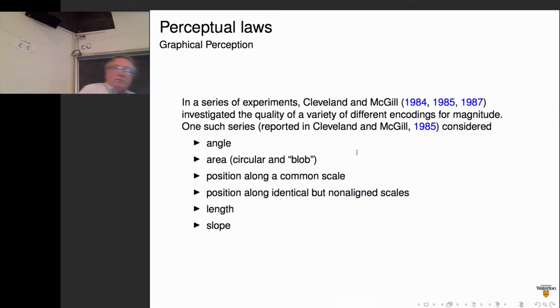A bunch of other experiments have been done by Cleveland and McGill and others, looking at graphical perception. How well can we perceive the actual value that's been coded by different graphics? In a series of experiments, these folks looked at encoding the number as an angle, as an area, a circular or some sort of blob area, as position along a common scale, position along identical but non-aligned scales, and length and slope.